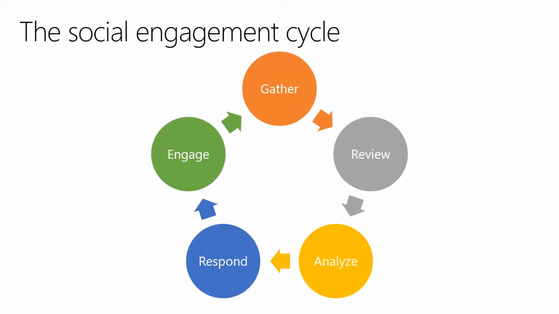There's a standard cycle that social engagement tends to go through when you're on the receiving end of that information. First, you start by gathering information. You look for keywords and influencers. You go through the various sources and their timelines to see what's important to you. There may be release cycles that you need to be aware of. You may have crisis management to be aware of.